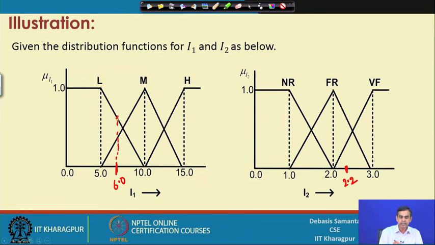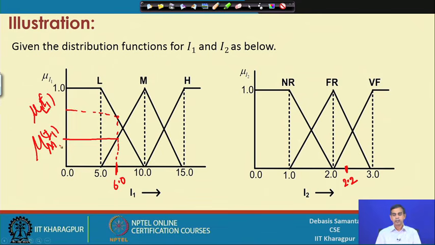So, I 1 is 6.0 belongs to the fuzzy state M, having the mu M I 1 value, this one. Similarly, the input I 1 of 6.0 belongs to the fuzzy state L having this value, so it is mu L I 1. Likewise, 2.2 has two fuzzy states, namely V f and F r. So, these values are to be calculated.